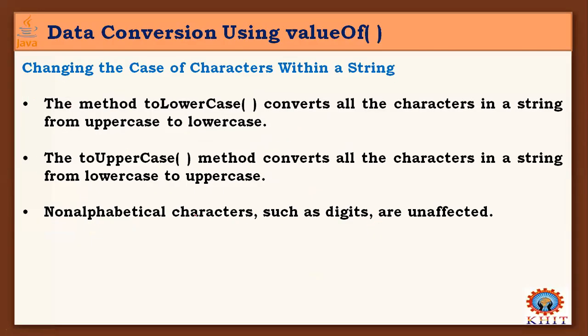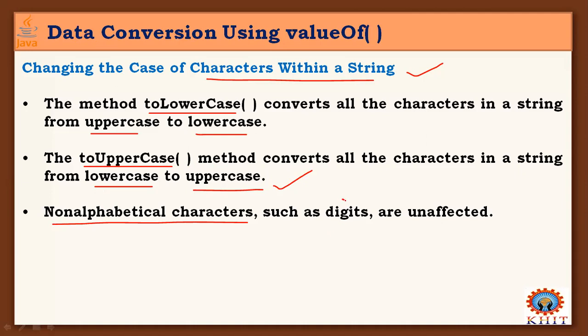Next one, coming to changing the case of characters within a string. Here we have some methods like the toLowerCase method, which converts all the characters in a given string from uppercase to lowercase. If there is any uppercase character, after applying this method it converts that into lowercase. Similarly, we have another method, the toUpperCase method. It converts all the lowercase characters in the given string into uppercase. Non-alphabetical characters such as digits are not affected by these methods invoked on a string object. Okay?